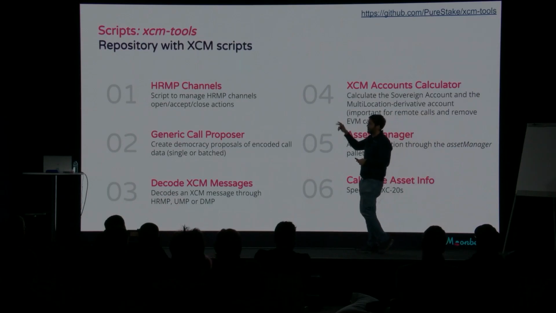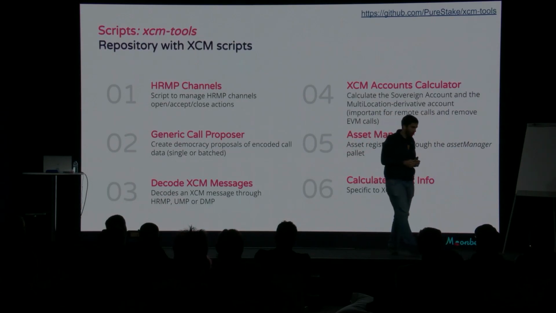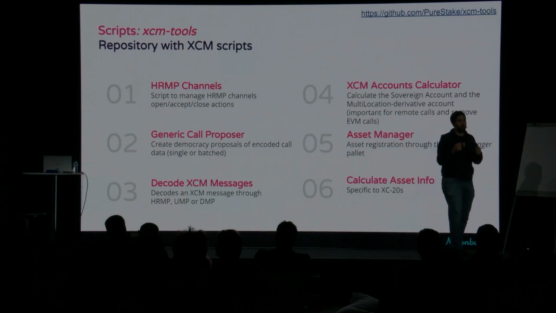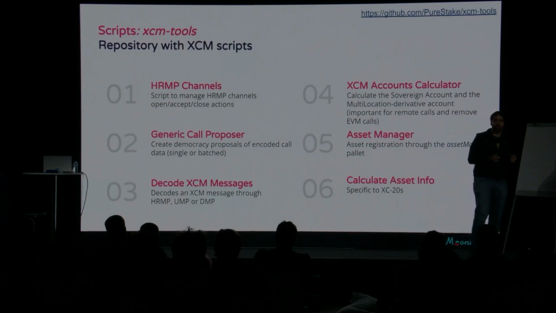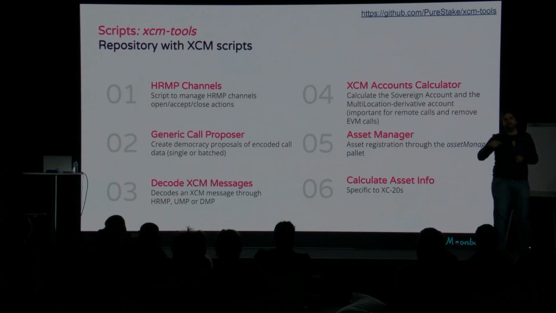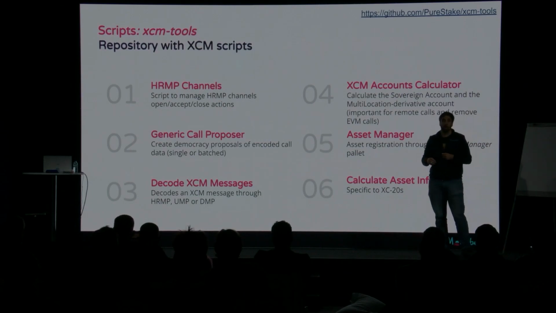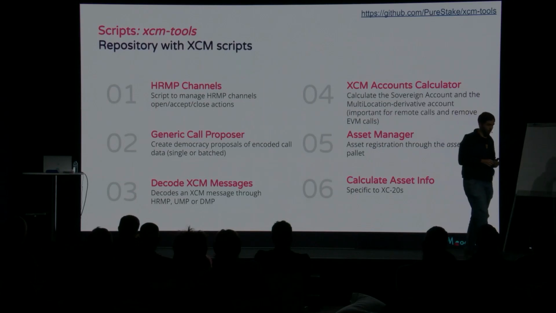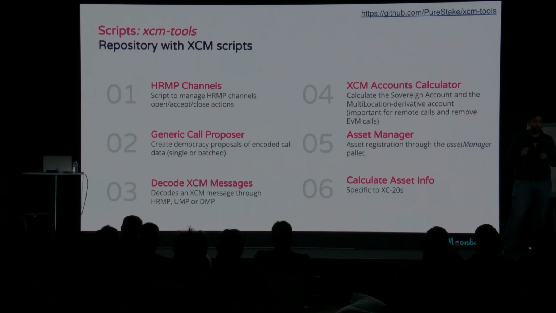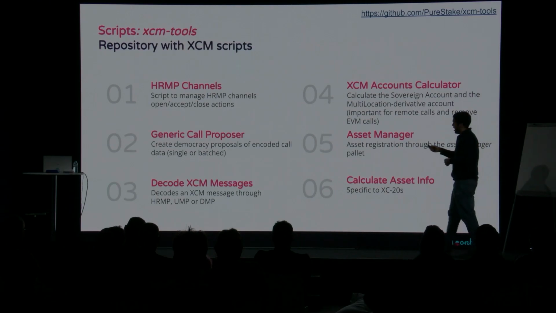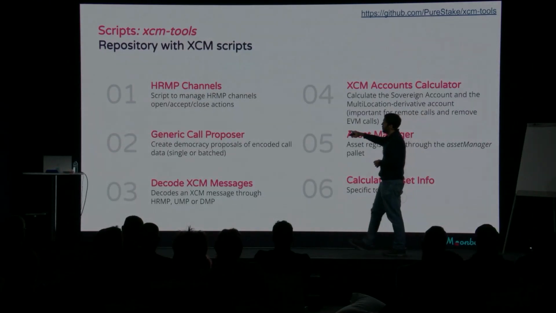But the first script I wanted to show you guys is a script to handle all the HRMP actions for channels, right? You want to open a channel to XYZ parachain, you want to open a channel with another parachain, or you want to accept the request and so on. It's a set of scripts really easy to use, that will provide the encoded call data and so on. You have also the generic call proposer, which actually helps you.